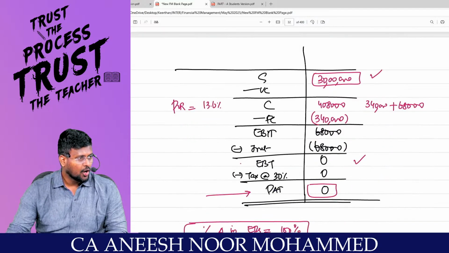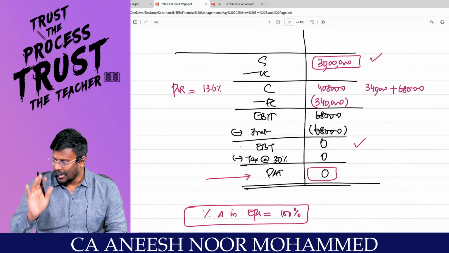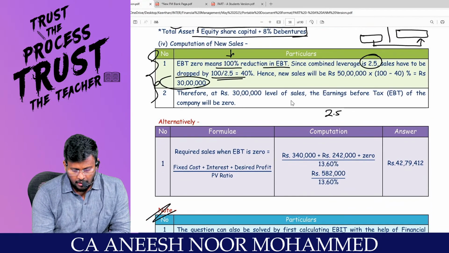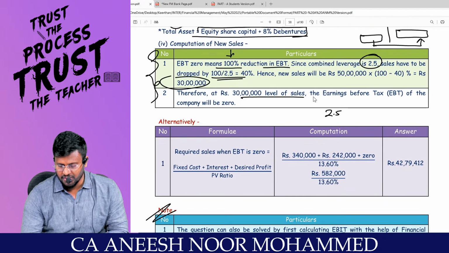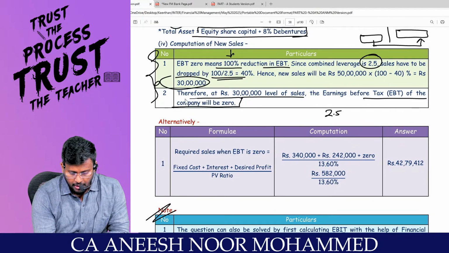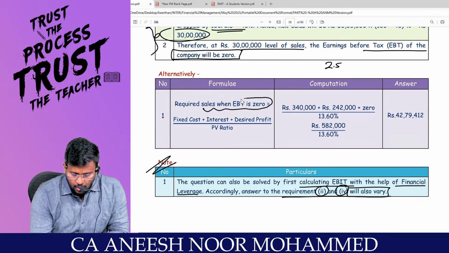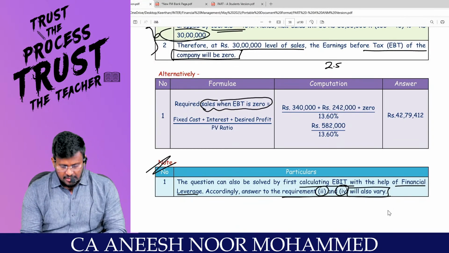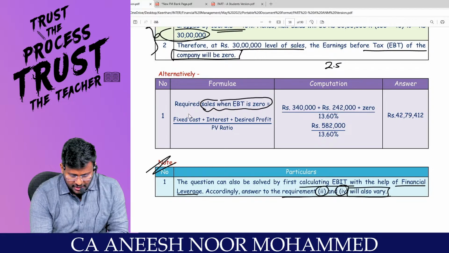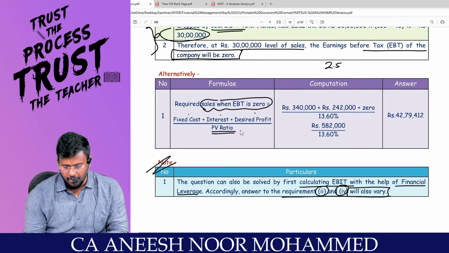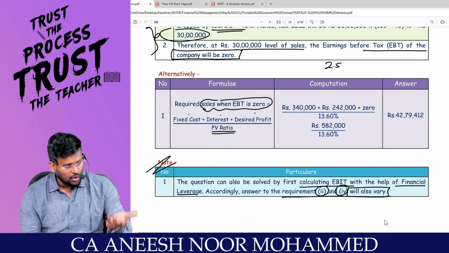Another way of doing the question. Really, I like the way in which ICAI has solved that. Are you all really with me? Therefore, at 30 lakh level of sale, EBT of the company will be 0. Or if you want the required sale when EBT is 0, look at that: fixed cost plus interest plus desired profit divided by PV ratio. ICAI has an alternate answer.